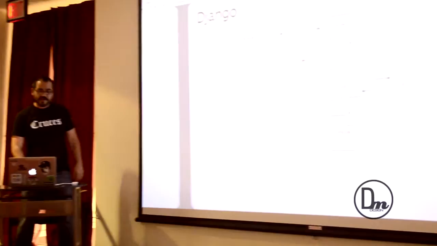Here's a picture of how this works, right? We start with a request coming in from the browser to the server, goes into the Django framework. This is where middleware processing happens. Django hands that off to your view, depending on the URL.